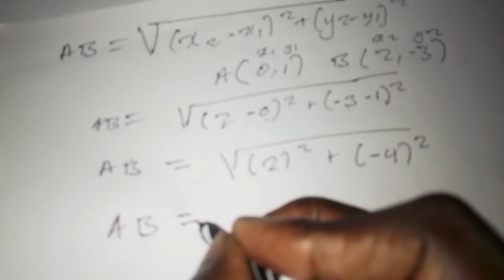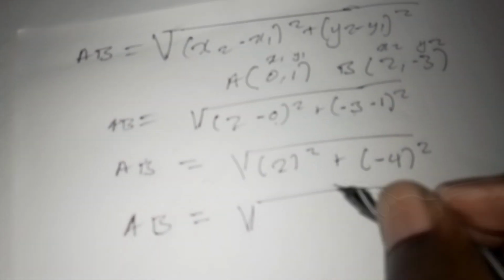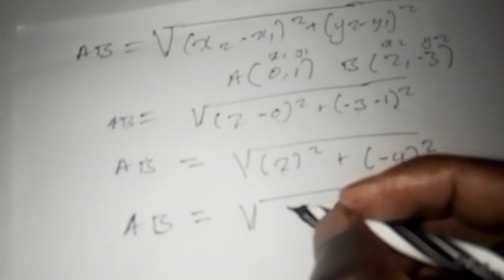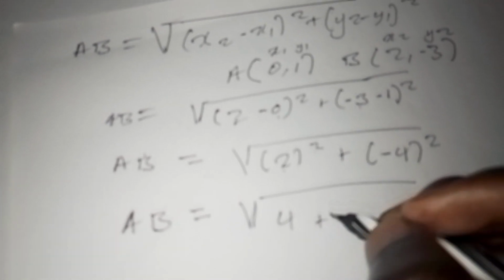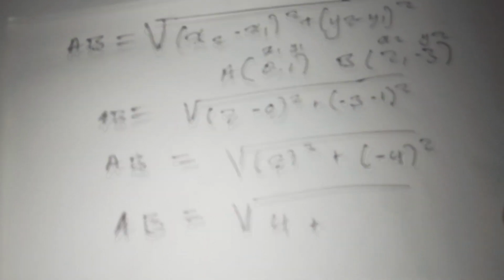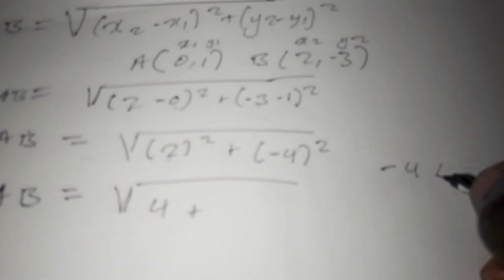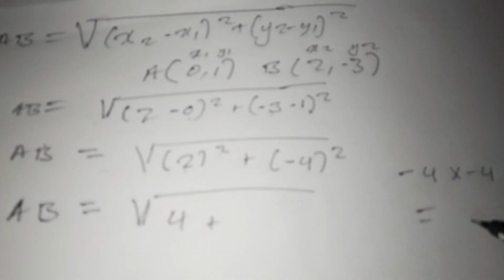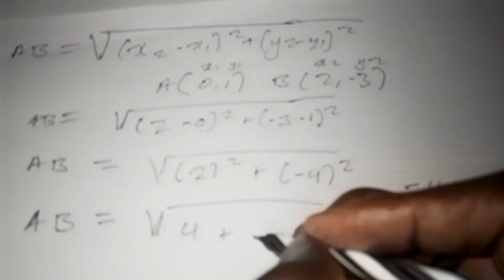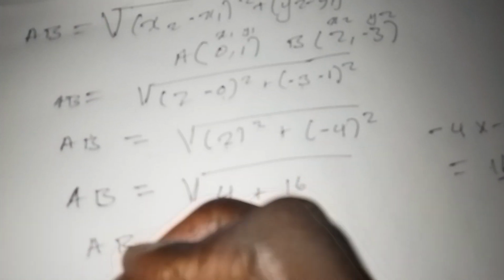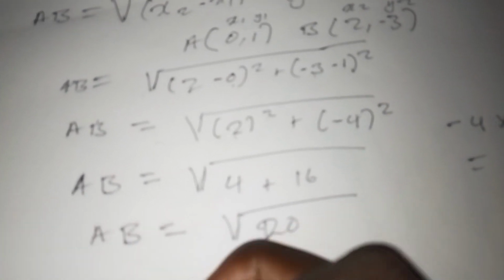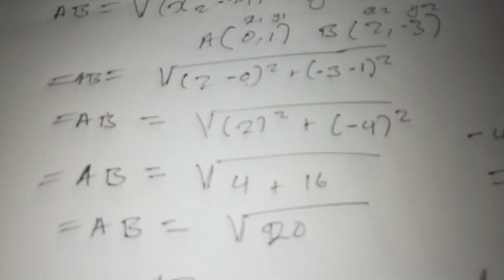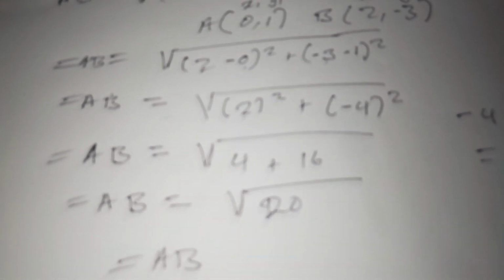is equal to, what is 2 to the power 2? It is 4 plus. What is negative 4 to the power 2? This same applies. We have 4 times negative 4, that is giving us positive 16. So here I've got positive what? 16. Then AB is equal to 4 plus 16, that is 20. Then we have AB equal to the root of 20.